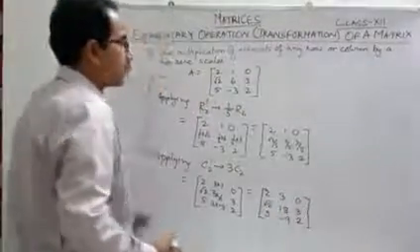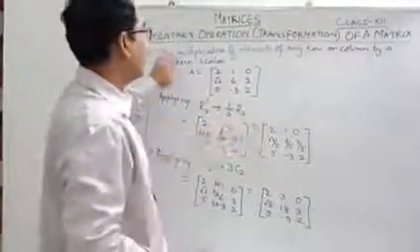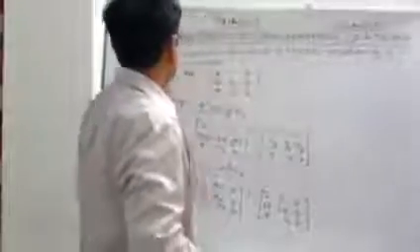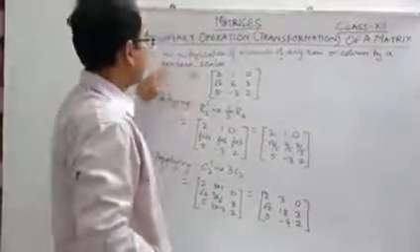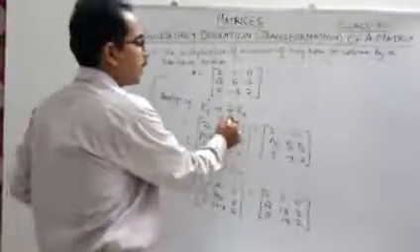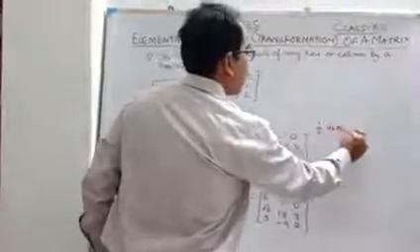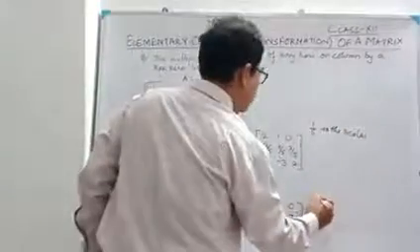Correct? So this is the second point, that the multiplication of elements of any row or column by a non-zero scalar. This is a non-zero scalar, that means here 1 by 5 is the scalar and here 3 is the scalar.